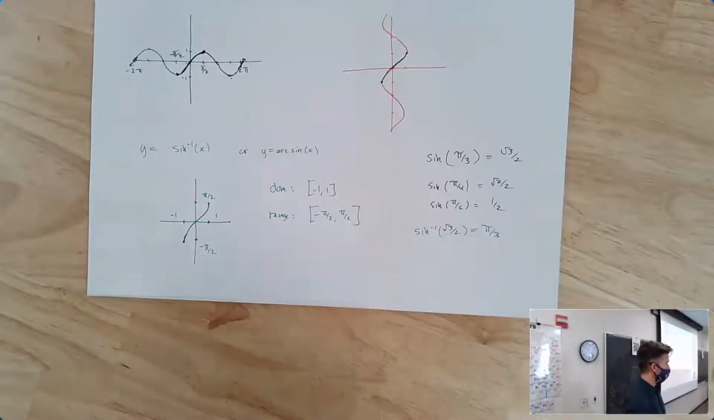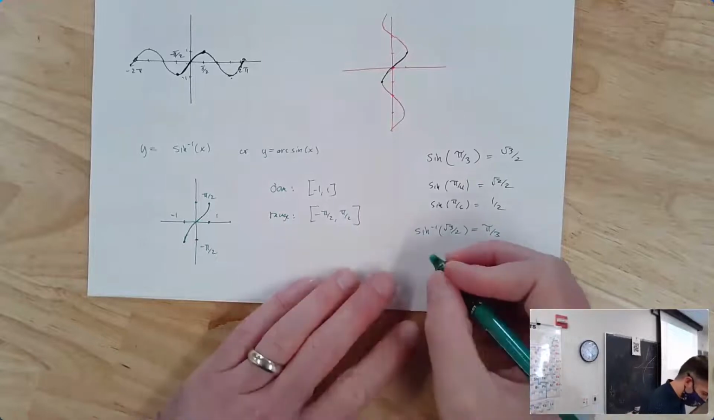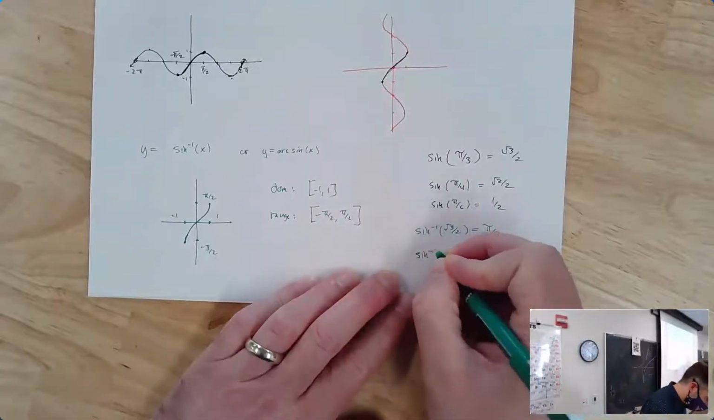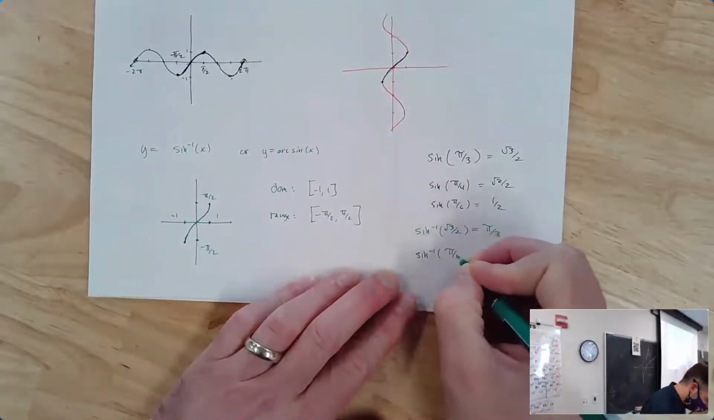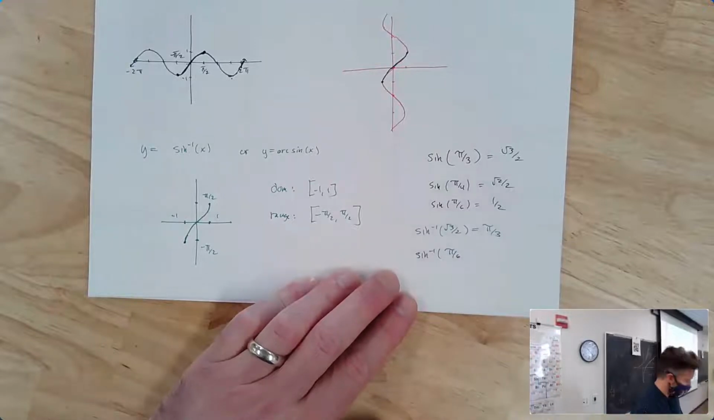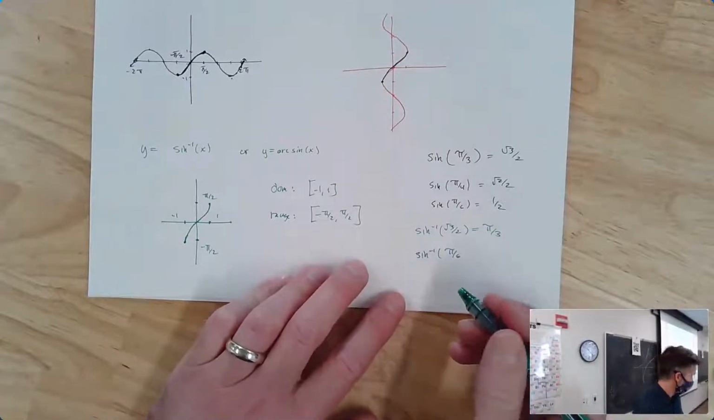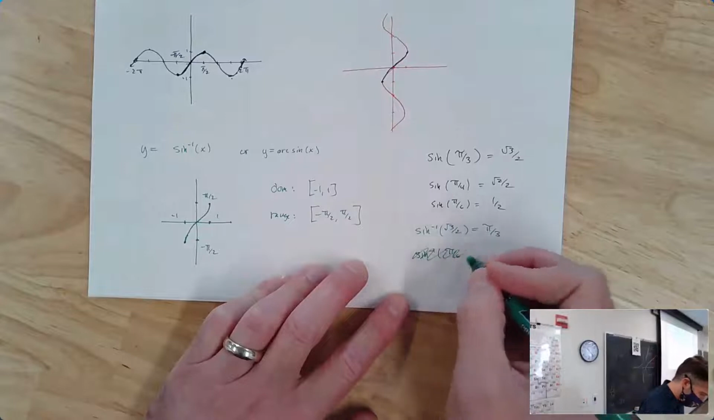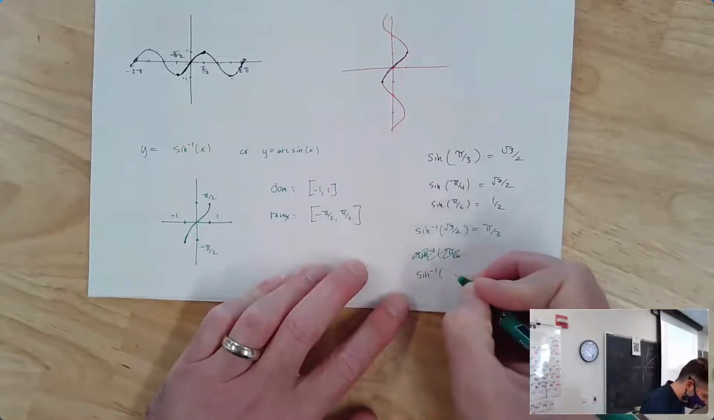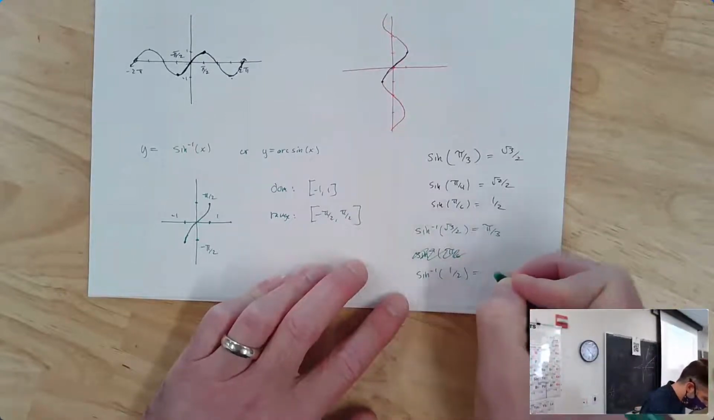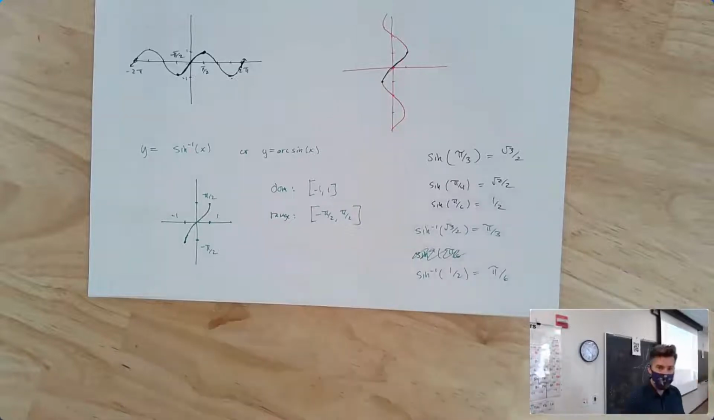I'm looking for the angle. What angle? The angle that if you took sine of that angle, you would get the number that's in the inverse sine function. And so in a similar way, the inverse sine of pi over 6, sorry, that's not what you usually do. I mean, there probably is an answer to that, but it's terrible. The inverse sine of 1/2 is equal to pi over 6, because the angle that you take sine of to get 1/2 is pi over 6.